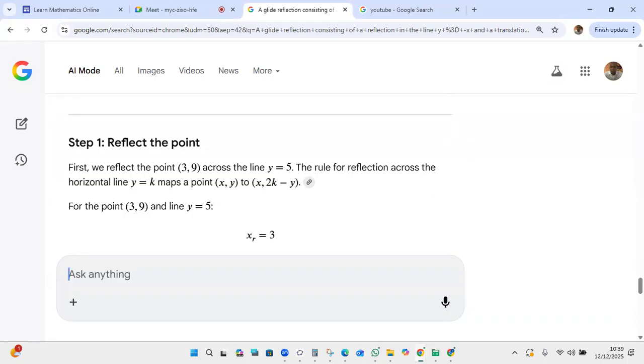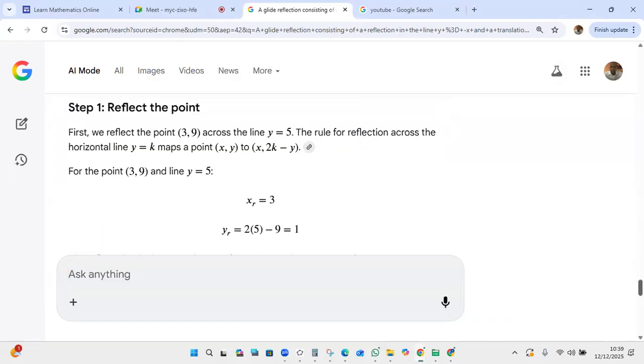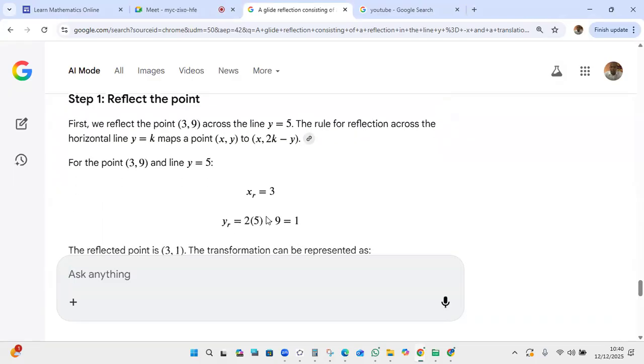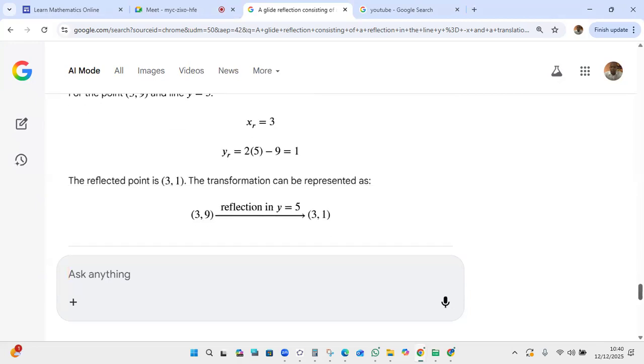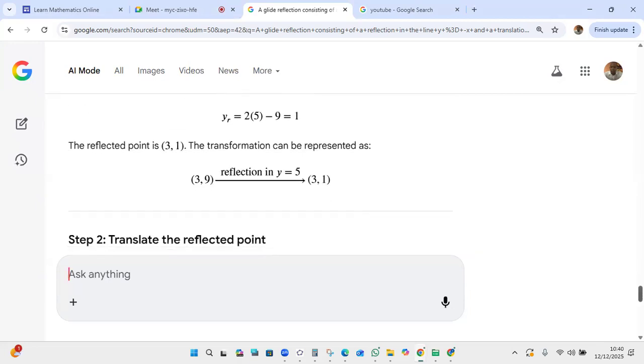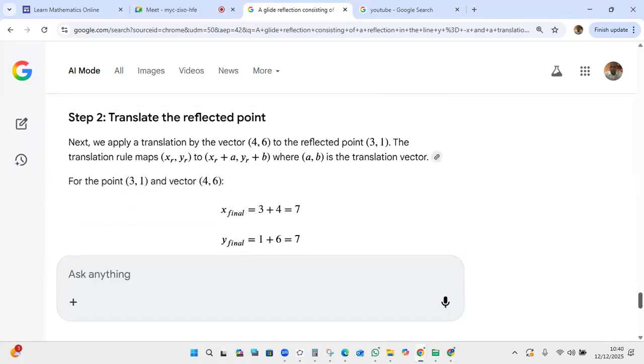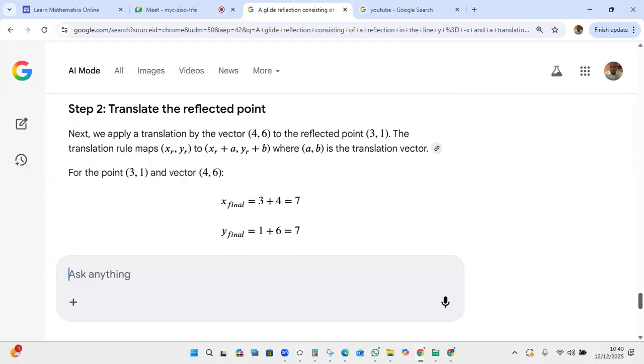X remains the same. So as it says, the point 3,9 and the line y equal to 5. The 3 will remain the same, but the new y will be 2 times 5 minus 9. Okay? Because k is 5 and y is 9. So you're going to get 1. So the new point is 3,1. The transformation can be represented as 3,9 under reflection in y equal to 5 will be 3,1. And the translation, you simply add the vectors accordingly. The x has to be added to the x. That's 4 plus 3, which will give us 7. And 6 plus 1 will give us 7 also.